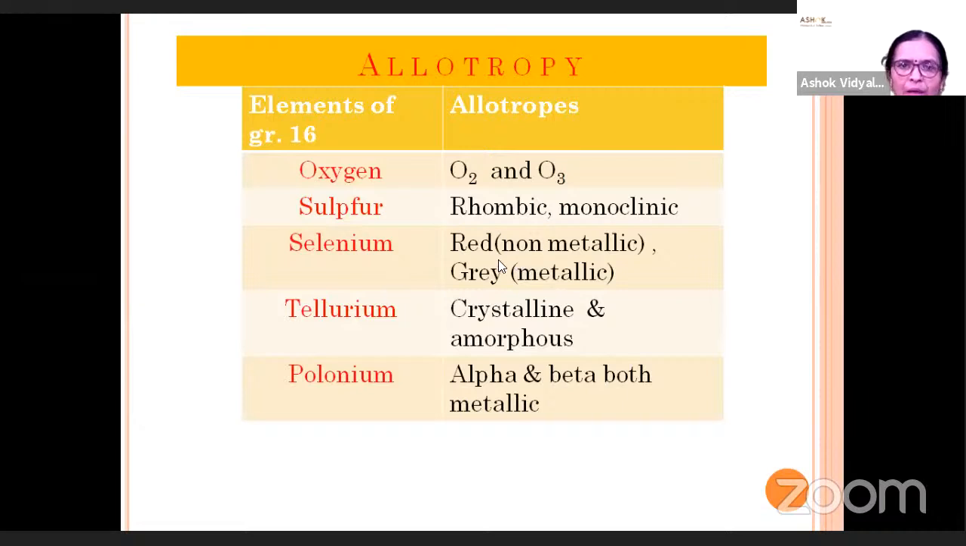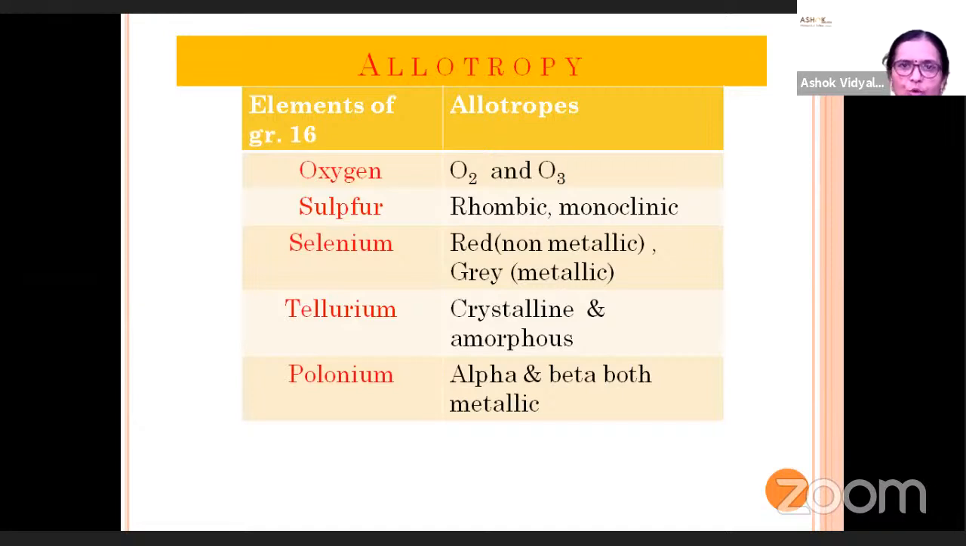Selenium shows red and gray allotropic forms. Red is non-metallic selenium, and gray is metallic selenium. Tellurium, the next member of the oxygen family or group 16, shows crystalline and amorphous allotropic forms. Polonium also shows different allotropes like alpha polonium and beta polonium, and both these forms are metallic in nature. This is all about the allotropic forms of group 16 members.